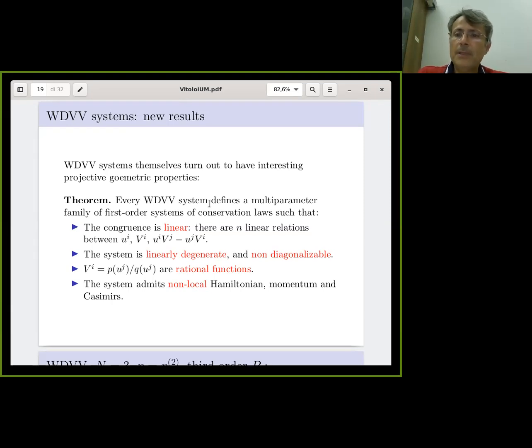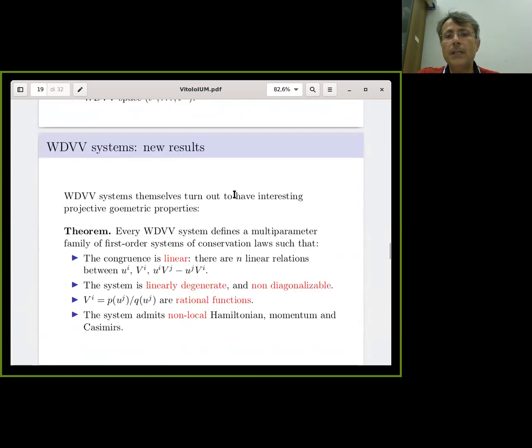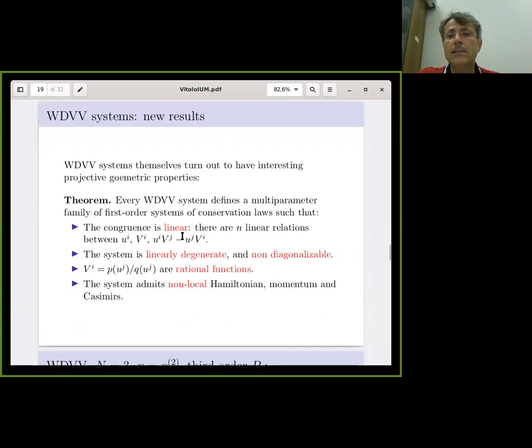And then there are also additional properties on the WDVV system if you regard it as a projective geometric variety according to the construction by Agafonov and Ferapontov, this construction which I showed here. So if you consider the projective geometry of the systems, you have the additional property that the congruence is linear. So this algebraic variety is the intersection of the Grassmannian in a certain projective space with linear subspaces.